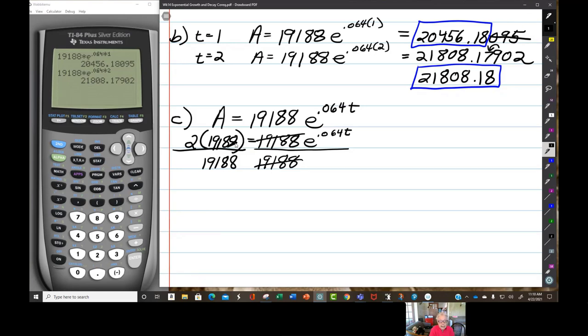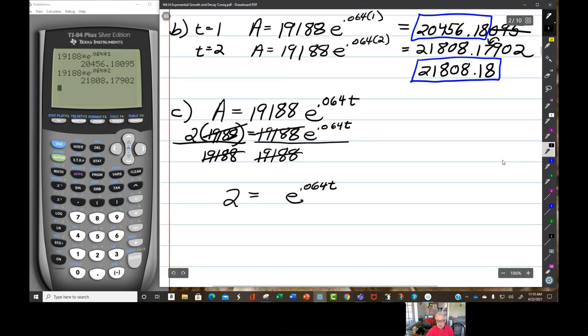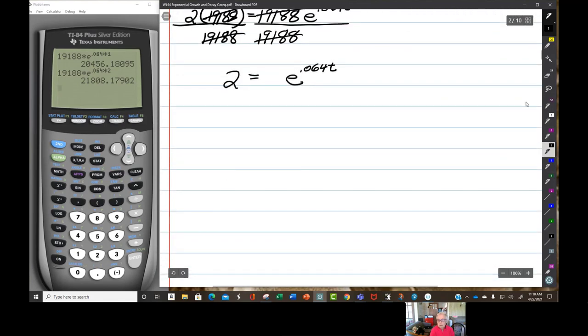Here, 19188 is going to be canceled by 19188, leaving me with a 2. 2 equals e to the 0.064t. Okay, I take the ln of both sides.